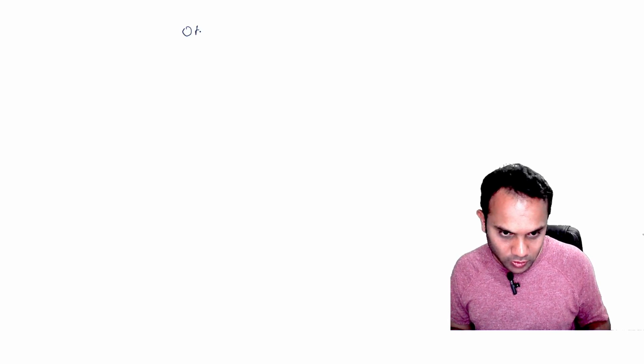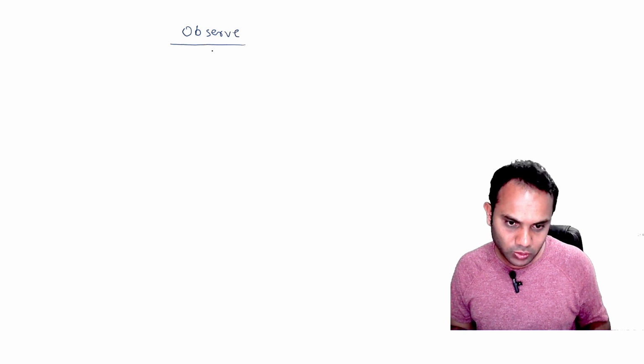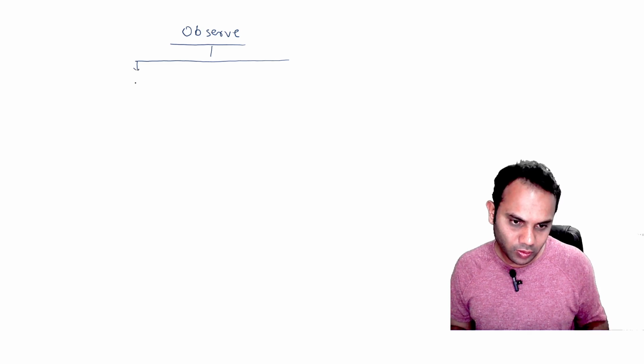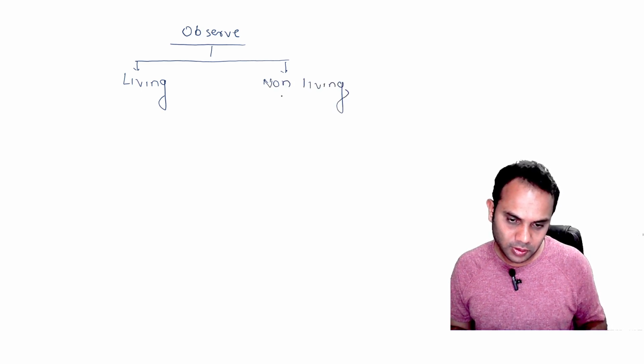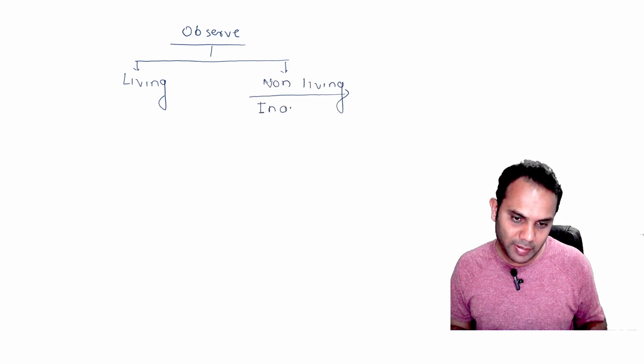So when you observe, you observe two kinds of things. One is living thing, another is non-living thing. Non-living things are also called as inanimate things.